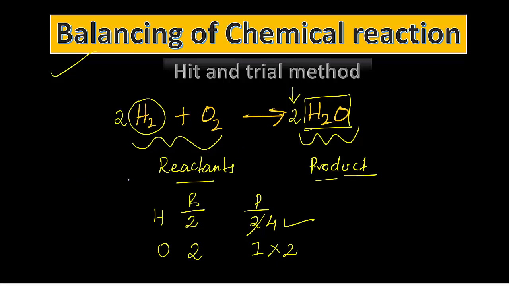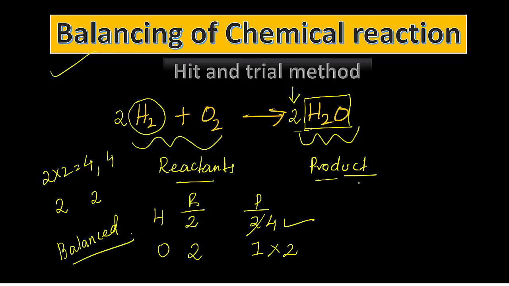Okay. So at last we will check the chemical reaction. How many hydrogen atoms are there in the reactant? 2 into 2, that is equal to 4. How many hydrogen atoms are there in the product? This is also 4. And how many oxygen atoms are there in the reactant? This is 2. And how many oxygen atoms are there in the product? This is also 2. So now the reaction is balanced.